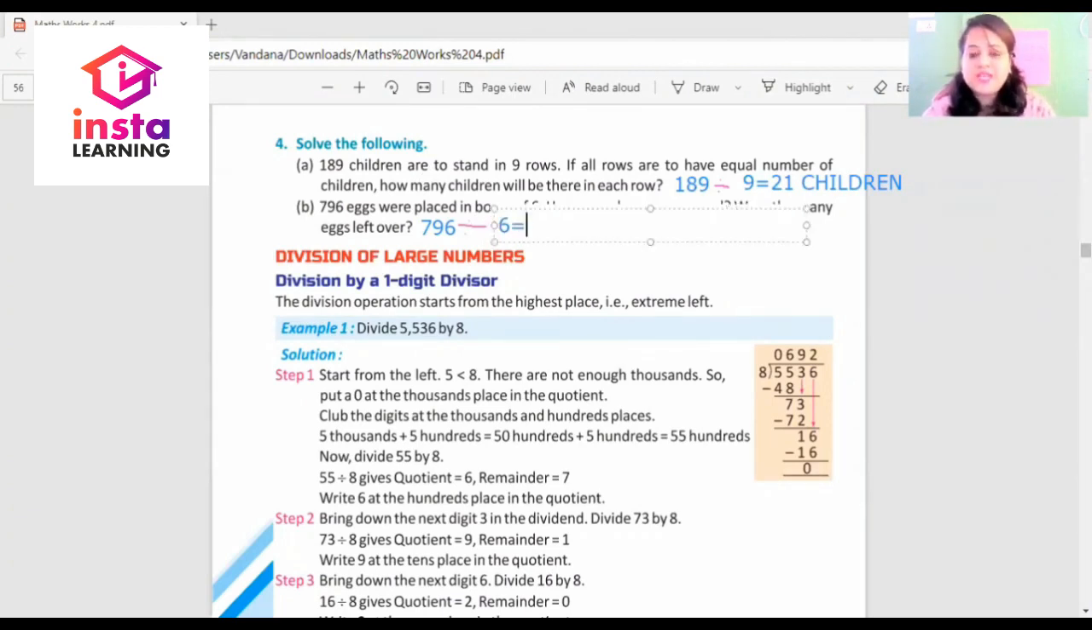What is the answer? Just tell me. Yes, students, do it in your notebook and tell me the answer. Okay, so you will get the answer 132. How many boxes were used? 132 boxes were used. Okay, and leftover is 4. Okay, students, got it? Very good.